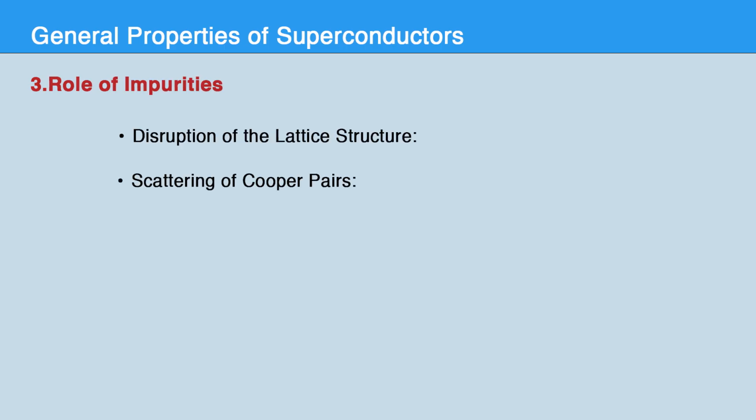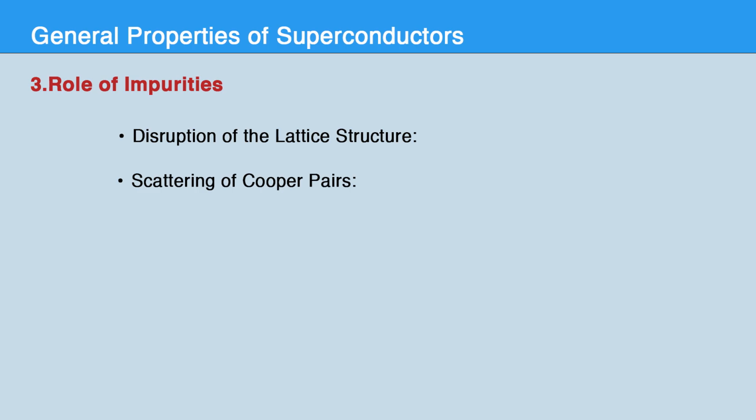Now continue with our topic, the role of impurities. Disruption of the lattice structure. Superconductors typically have a well ordered lattice structure that facilitates the pairing of electrons. Impurities can disrupt this lattice, which in turn can interfere with the electron pairing mechanism. The disruption can scatter the Cooper pairs, making it harder for them to maintain their coherence.